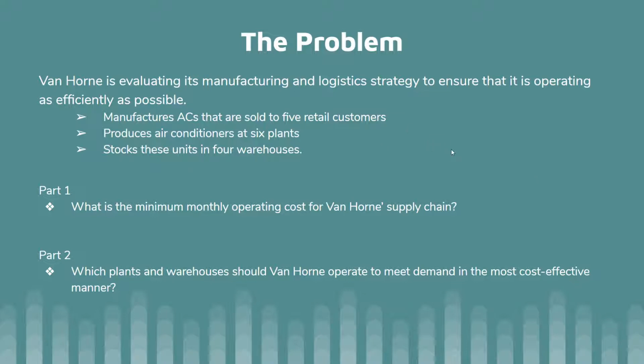Some moving parts of this company: it has retail customers, it has plants that it produces at, and warehouses that it's stocking. For part 1, we want to minimize the monthly operating costs of the supply chain, and for part 2, we're looking for which plants and warehouses are operational in order to meet demand as effectively as possible. Since for part 1, we're already minimizing for the lowest cost, the solution to part 2 should come from that.